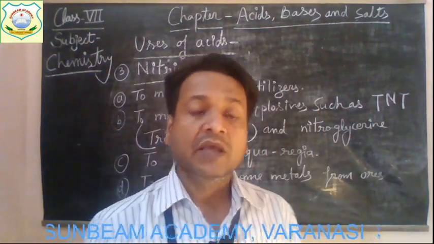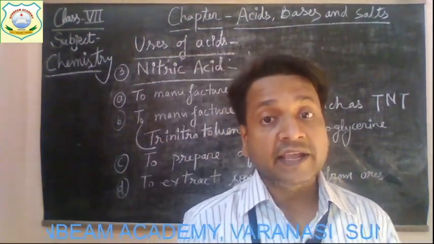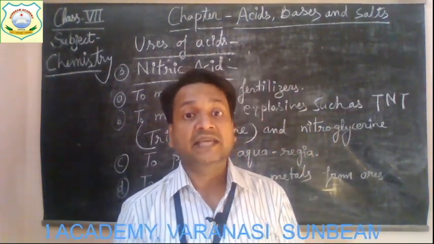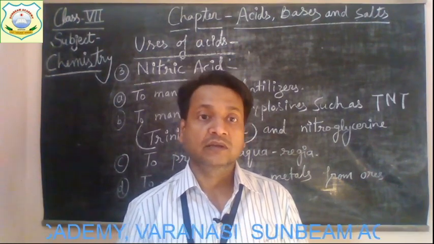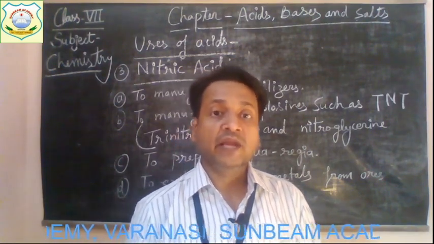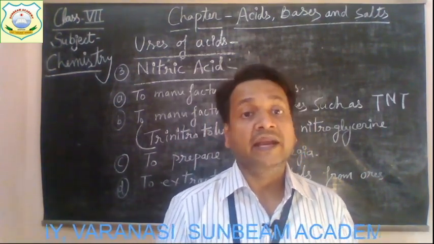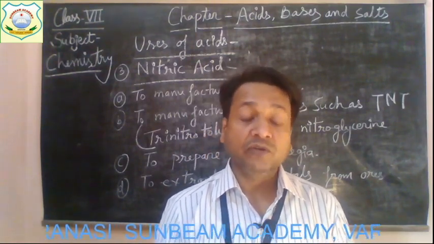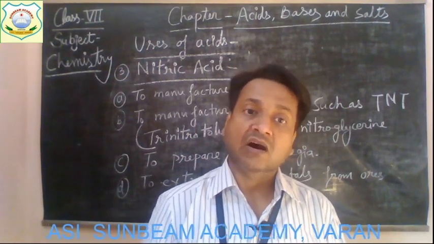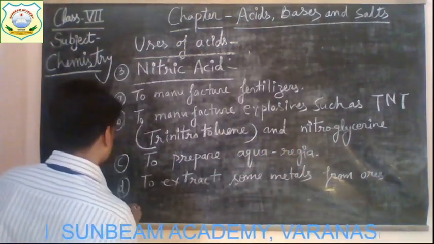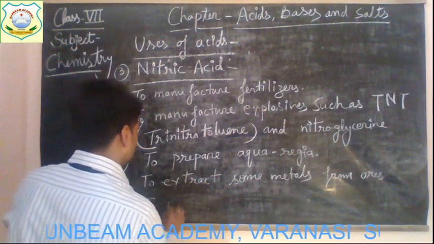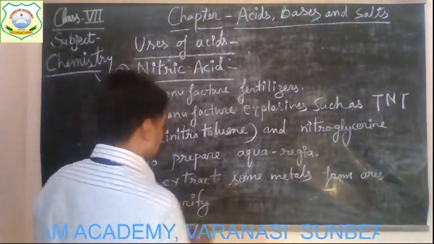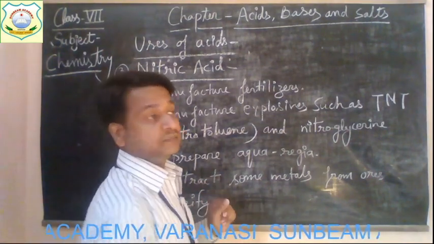Alright children. Now the next use of nitric acid is to purify precious metals like silver and gold, as silver and gold have certain impurities, and to remove these impurities from silver and gold, to purify them, nitric acid is also used. To purify precious metals.